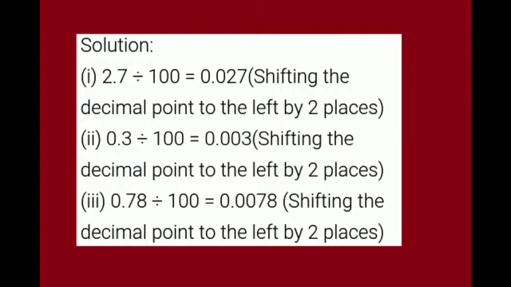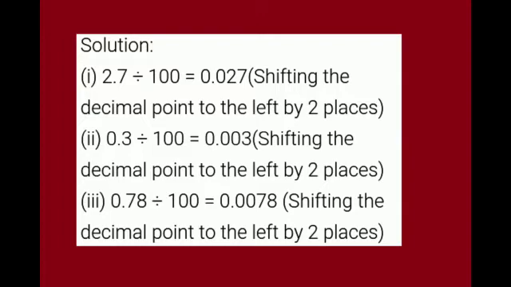Next, second subdivision, 0.3 divided by 100. Since we are dividing by 100, we have to shift the decimal point to the left by 2 places. Since on the left of the decimal point there is only one digit, that is 0, we can include another 0 so that we can shift the decimal point. By shifting the decimal point, we got the answer 0.003.